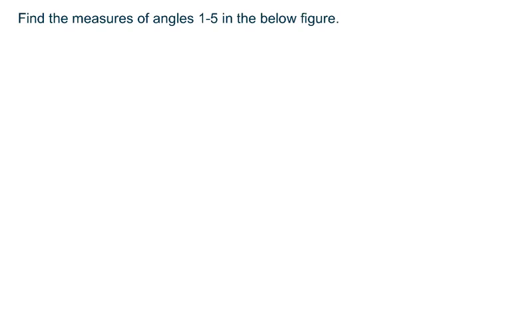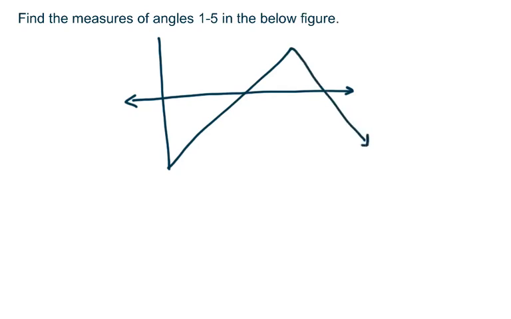All right, let me take it up a notch for y'all. I'm going to set the scene. All right, so there's our scene. First thing I'm going to do to attack this, because we want to find the measure of angles 1 through 5, I'm going to remember that, hey, that's 90 degrees right off the bat.